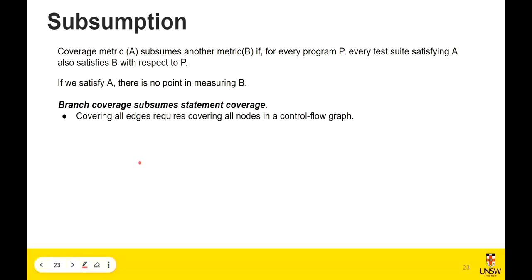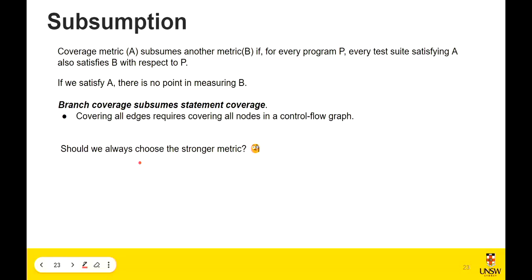So what we can say is branch coverage actually subsumes statement coverage. In order to cover all the edges in a control flow graph, we have to cover all the nodes. So that's why branch coverage subsumes statement coverage.